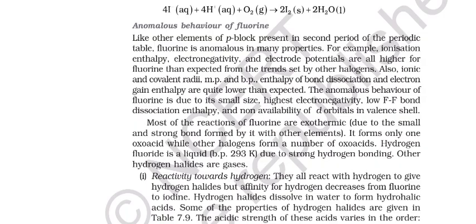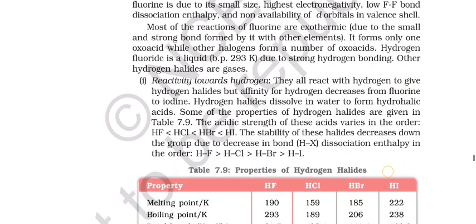The anomalous behavior of fluorine is due to its small size, highest electronegativity, low F-F bond dissociation enthalpy, and non-availability of d orbitals in the valence shell. Most of the reactions of fluorine are exothermic. It forms only one oxo acid while other halogens form a number of oxo acids. Hydrogen fluoride is a liquid due to strong hydrogen bonding. Other hydrogen halides are gases.